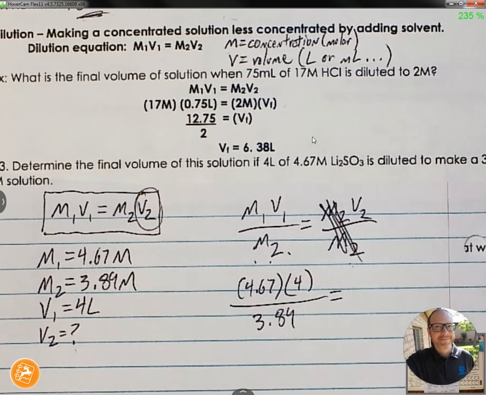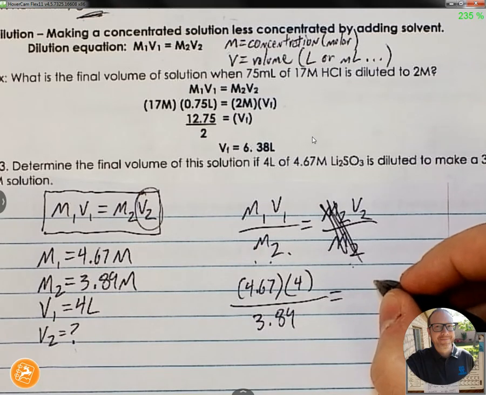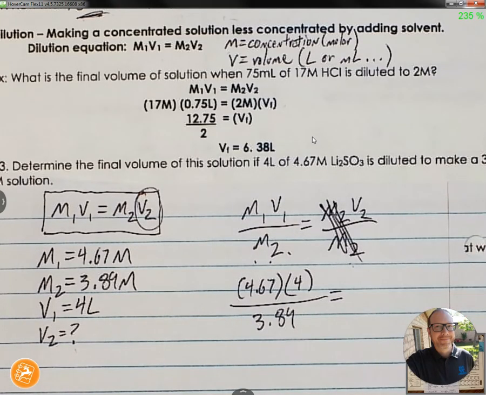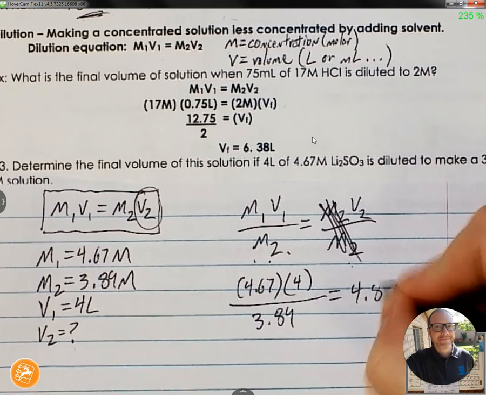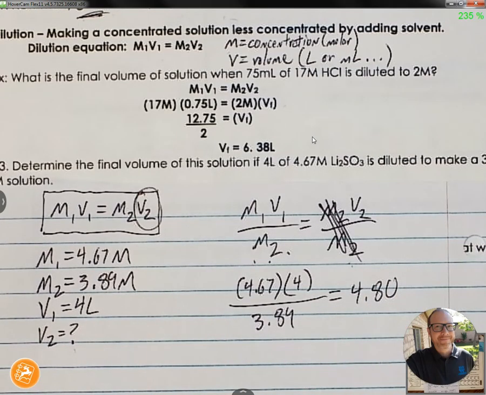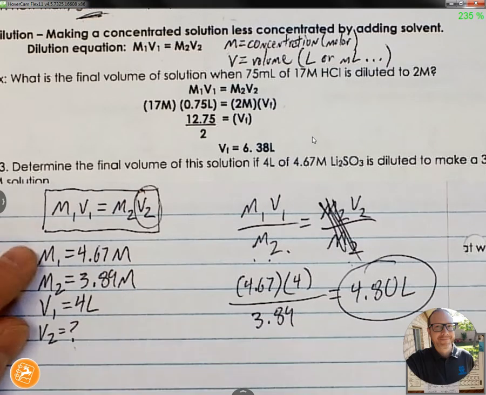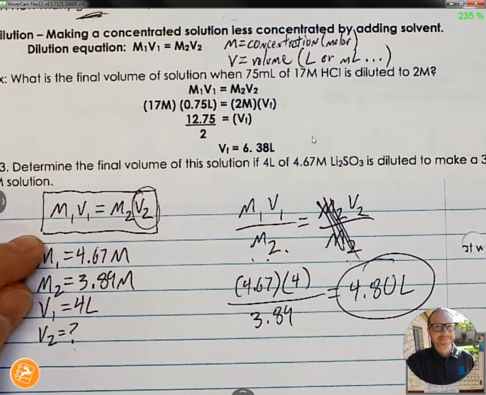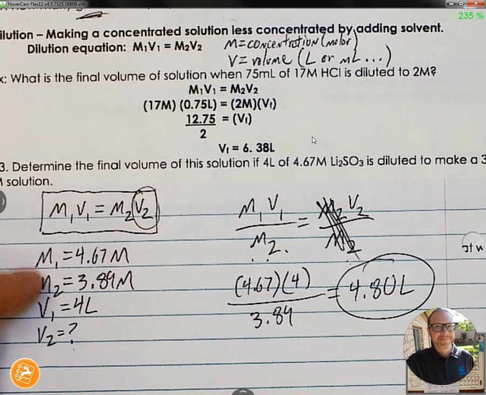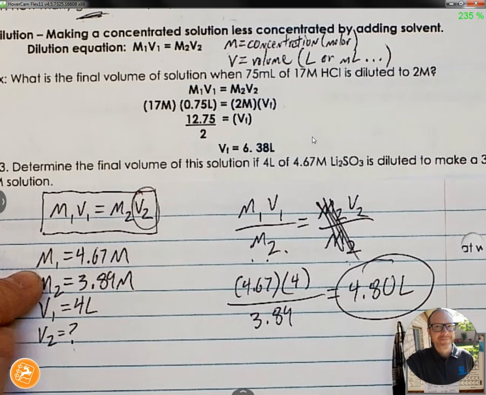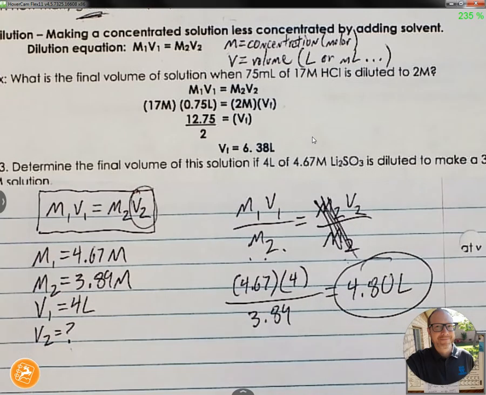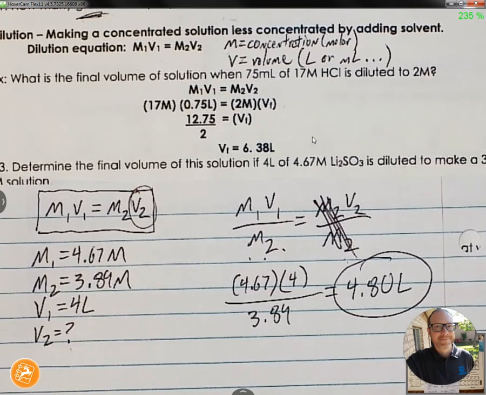What do you get? That's what I get too, so I'm going to say 4.80. What's my unit, since I'm talking volume? Liters. Good job. Let's common sense check this. I'm starting off with a higher concentration and a lower volume, and ending up with a lower concentration and a higher volume, so it does check out. Questions on that one? Does it get much tougher than that? A little, not too bad though.